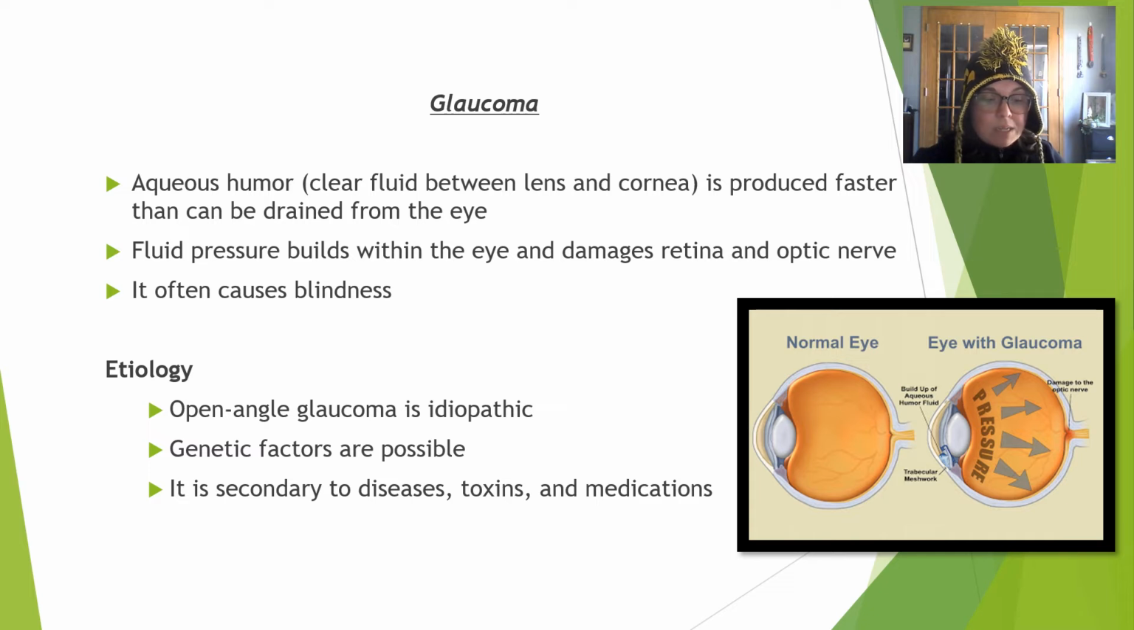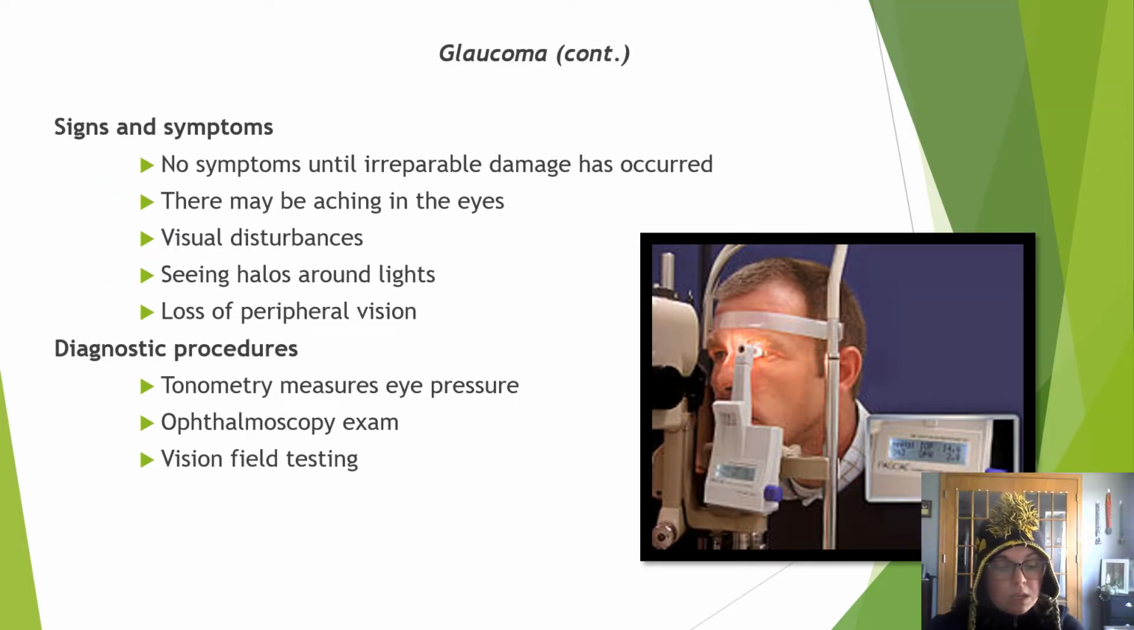Glaucoma. Glaucoma is an eye disease where the aqueous humor is produced faster than it can be drained from the eye. This is fluid pressure that builds up within the eye and damages the retina and optic nerve. It often causes blindness. Etiology: open angle glaucoma is idiopathic. Genetic links are possible, though it can arise secondary to diseases and toxin or medication exposures. Glaucoma has no symptoms until irreparable damage has occurred. So you want to get your eyes examined pretty regularly.